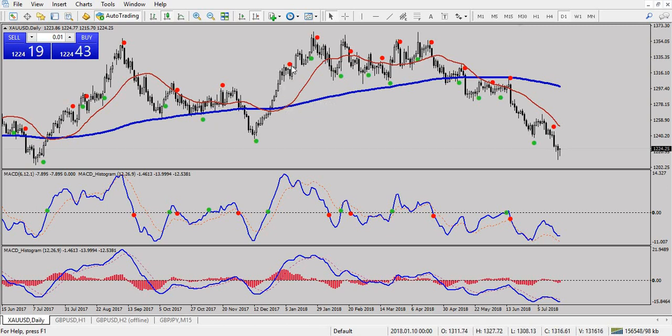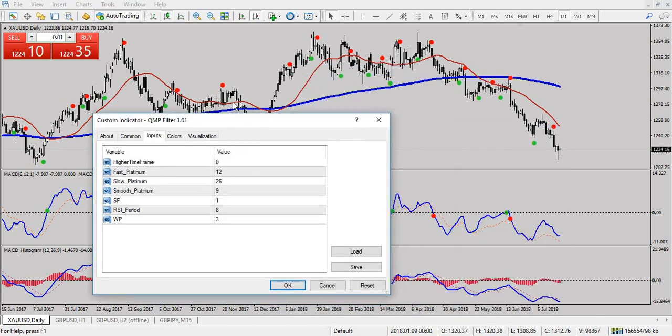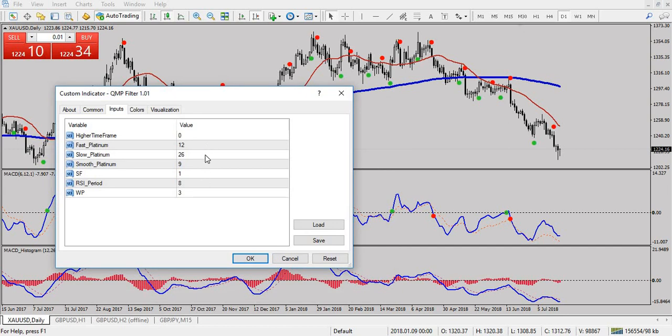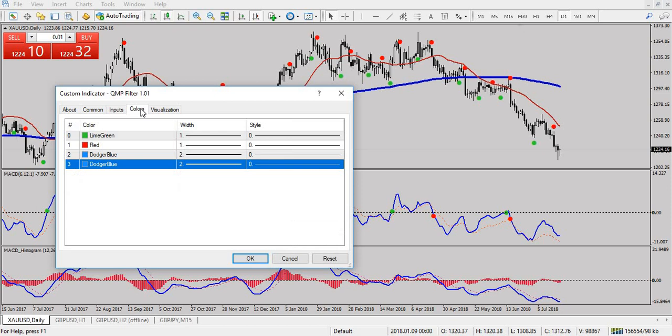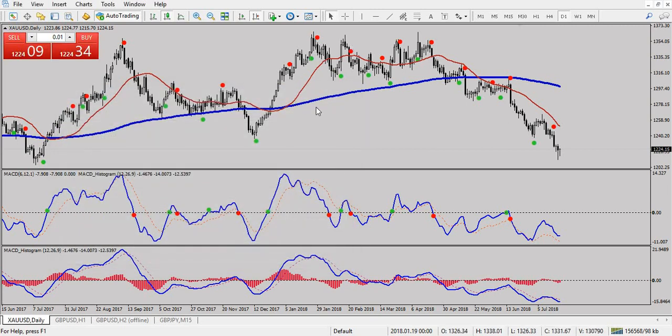So the only difference, it's the same moving averages, the same fast MACD, so nothing changes there. QMP filter, which a lot of you have got access to. You can have a look, it's just the default settings, 12, 26, 9, 183. Colours, just lime, green and red, nothing else. I've got no high time frame or anything like that, so no big deal. So it's just a QMP filter, that's the only thing added to the price chart.